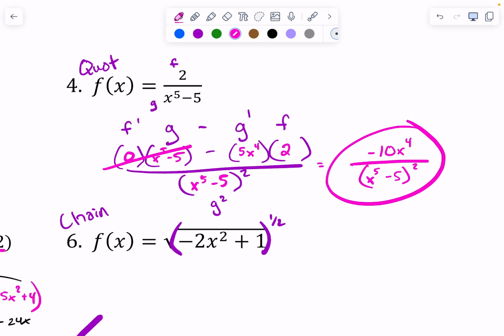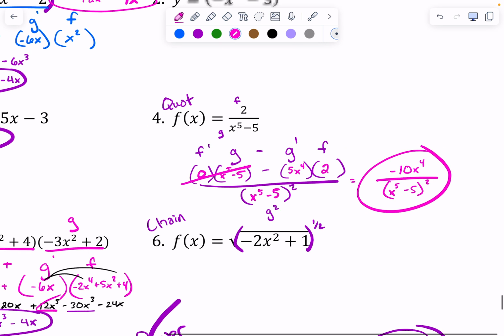We could have done the chain rule with him. At the end, we'll come back. Don't let me forget. At the end, we'll come back and we'll do him chain style. Okay? All right, that was quotient rule.